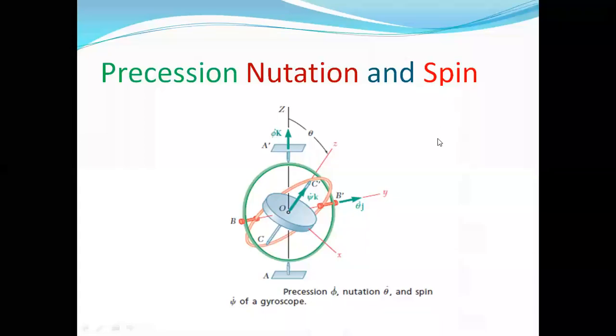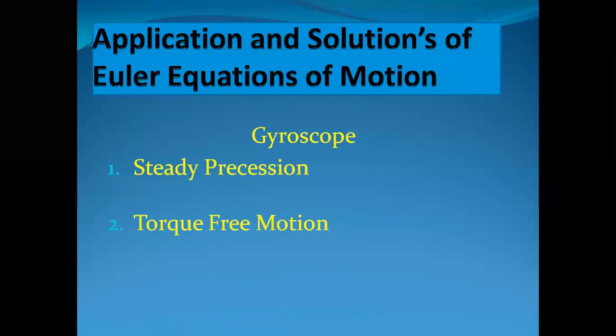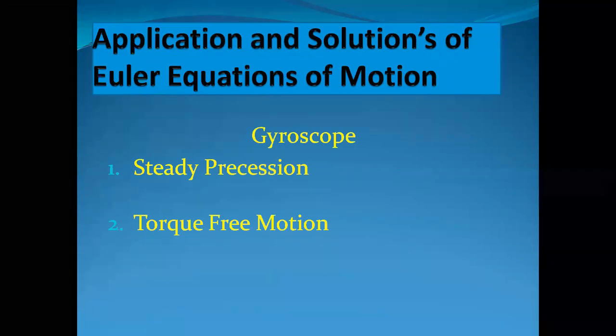In the previous class, we were discussing gyroscopic motion, and very quickly I will recapitulate whatever we had done previously. We started with the application and solutions of the Euler equations of motion. First, we derived the Euler equations of motion, and then we tried to apply them on some mechanical systems and find their solutions.